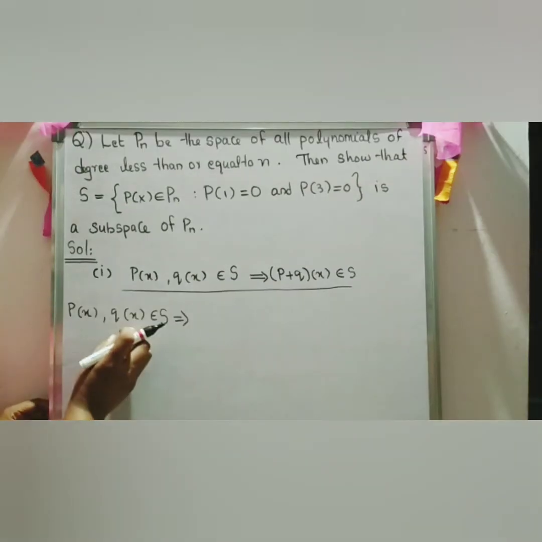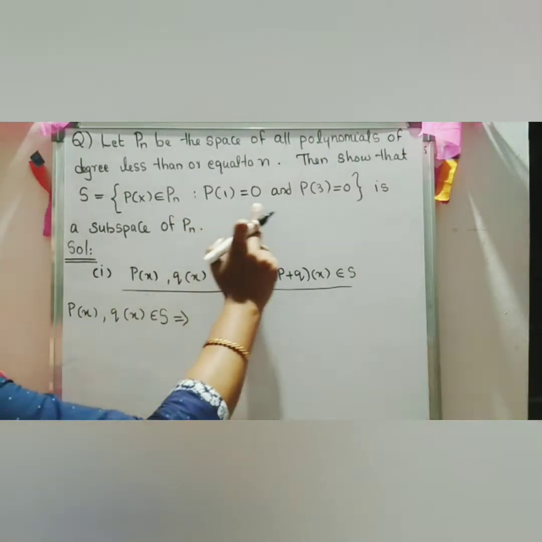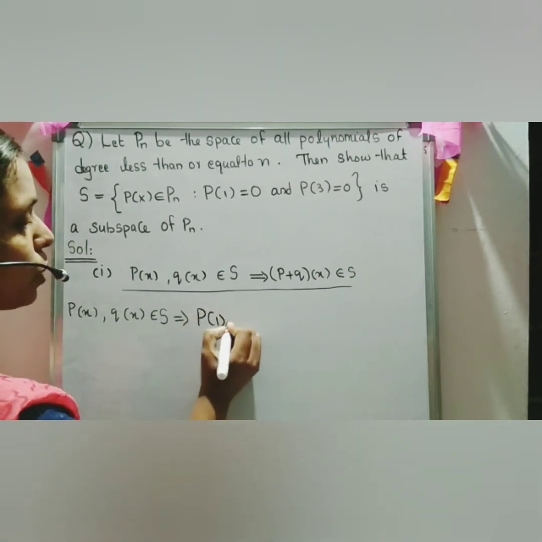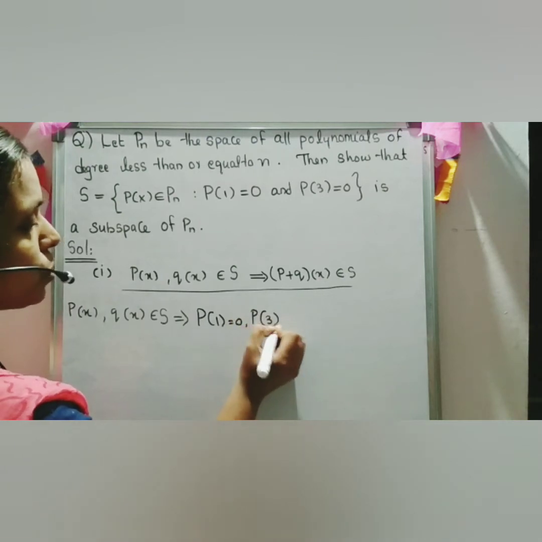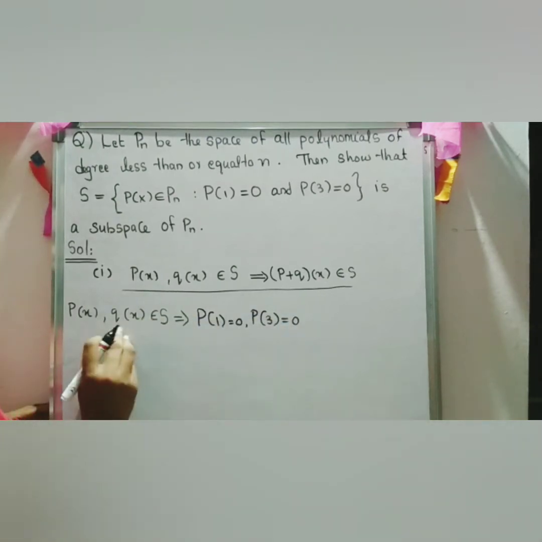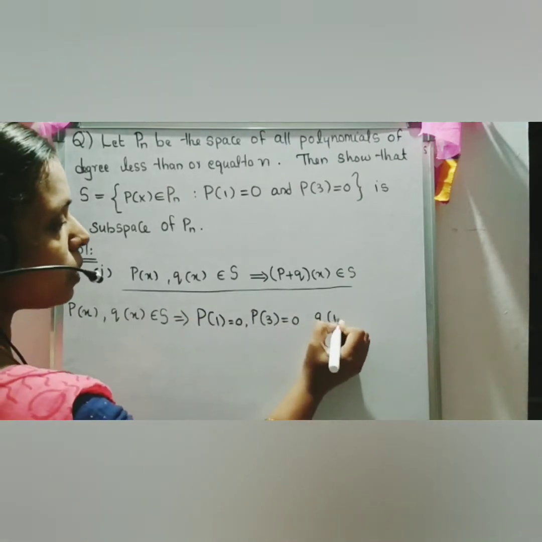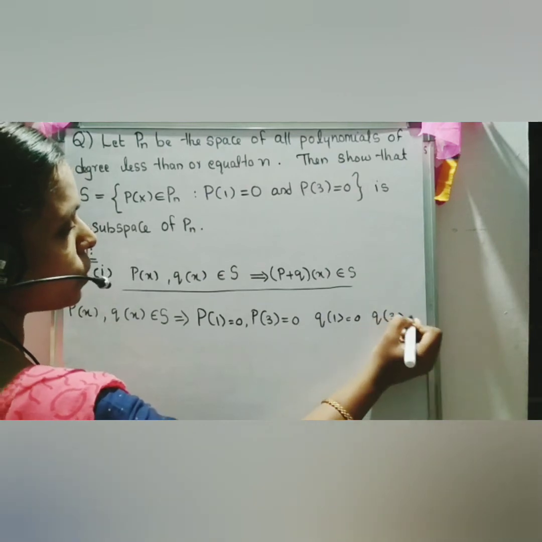Let P of x comma Q of x belong to S. We know that P of x belongs to S, so we can write P of 1 is equal to 0, P of 3 is equal to 0. Also, Q of x belongs to S, so we can write Q of 1 is equal to 0 and Q of 3 is equal to 0.